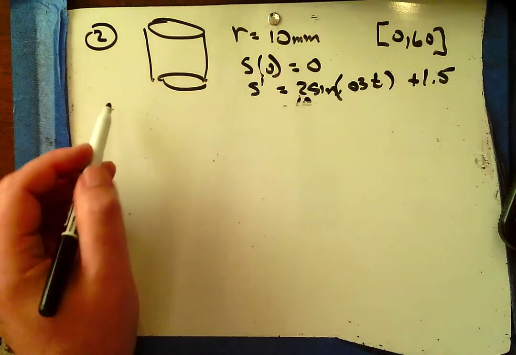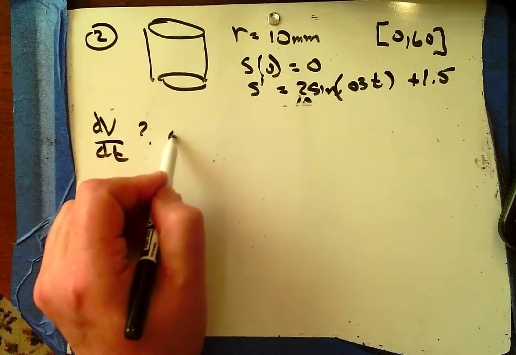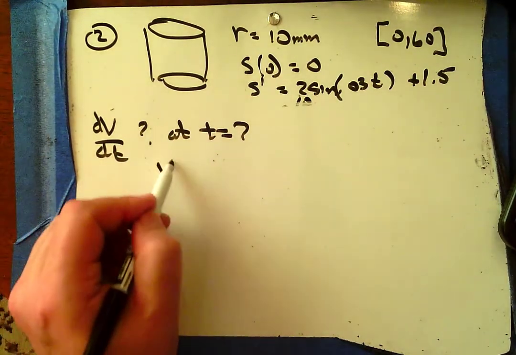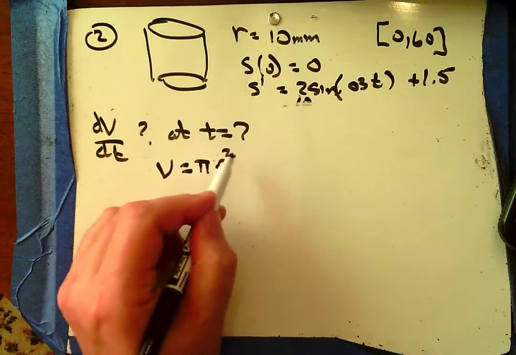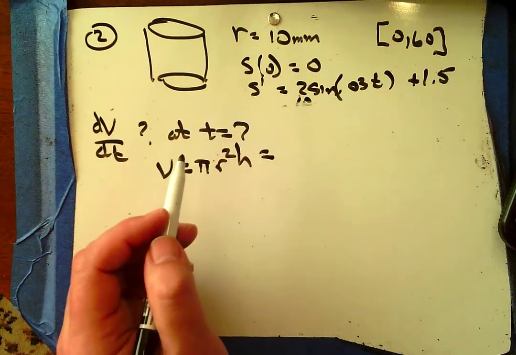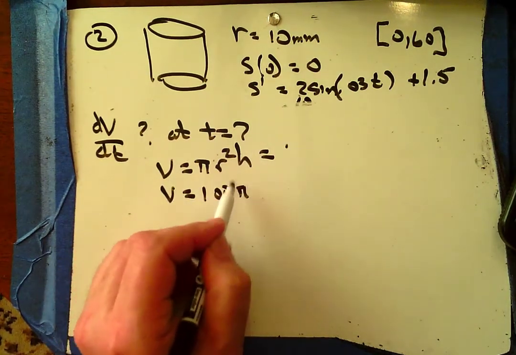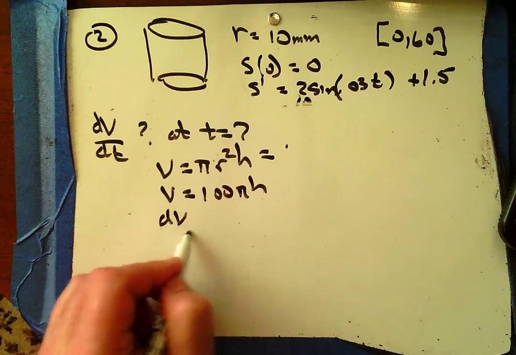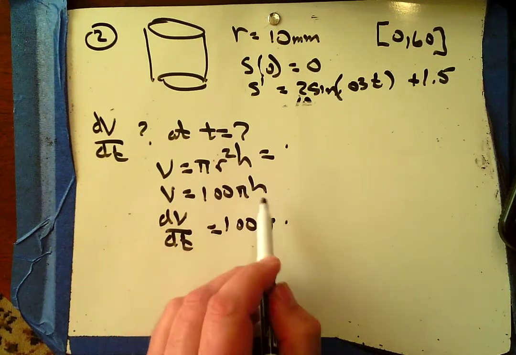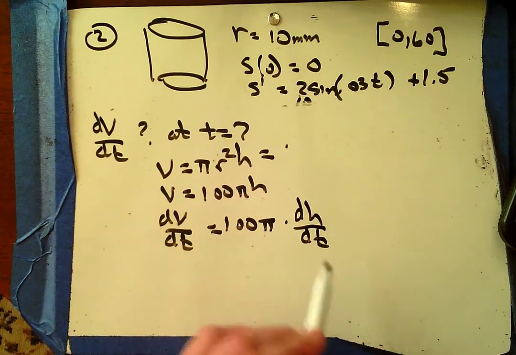So here they're saying, what's dV/dt at t equals 7? Okay, so I know that the volume is pi r squared height, and I know that the radius is a constant 10, so I know that V equals 100 pi h. Therefore, when I take the derivative with respect to time, I get 100 pi times the derivative of this with respect to time, dh/dt.